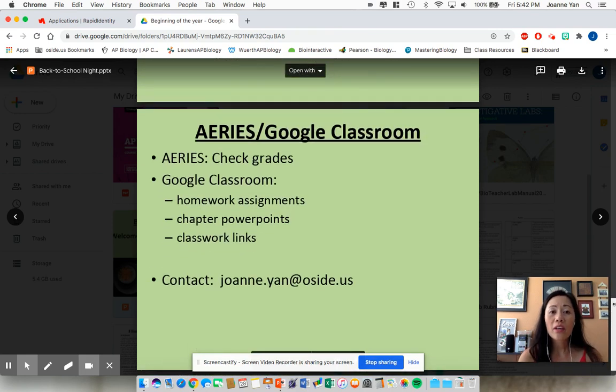Now, a way that you can check on your child's progress is, of course, through Aries. This is where I'm going to be posting grades. And then Google Classroom is where I'm going to be posting all of their assignments.